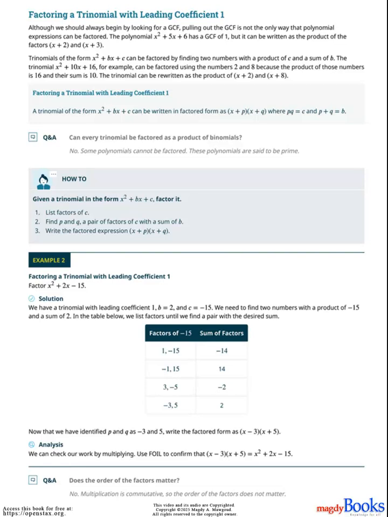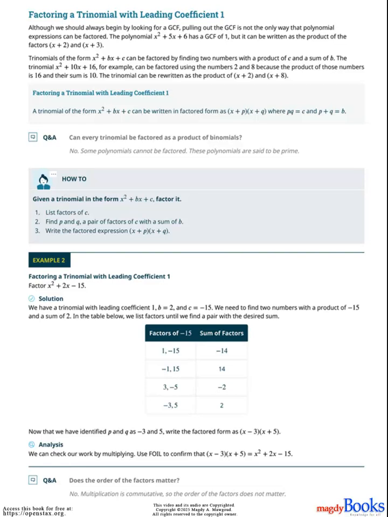Example 2. Factoring a trinomial with leading coefficient 1. Factor x squared plus 2x minus 15. Solution. We have a trinomial with leading coefficient 1, b equals 2, and c equals negative 15. We need to find two numbers with a product of negative 15 and a sum of 2. In the table below, we list factors until we find a pair with the desired sum. Factors of negative 15. Sum of factors.